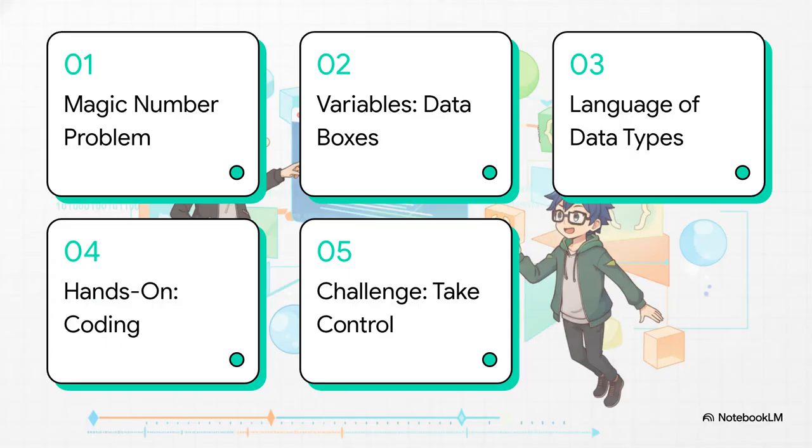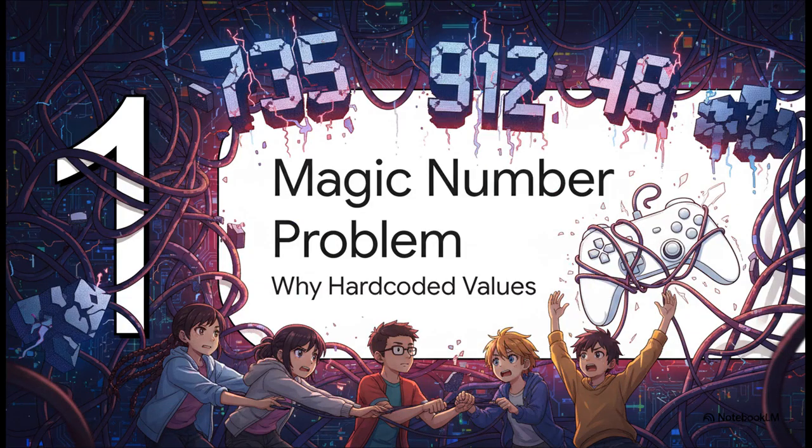Okay, so here's the game plan. First, we're going to go on a little hunt for something called magic numbers in our code and figure out why they're such a pain. Then, I'll introduce you to the solution, variables, and the best way to think of them as little boxes for our data. After that, we need to learn the language, right? So we'll cover the basic data types in C#. Then we're going to immediately jump into a hands-on coding session to put it all into practice. And we'll wrap up with a little challenge for you so you can really take the wheel and make this knowledge your own.